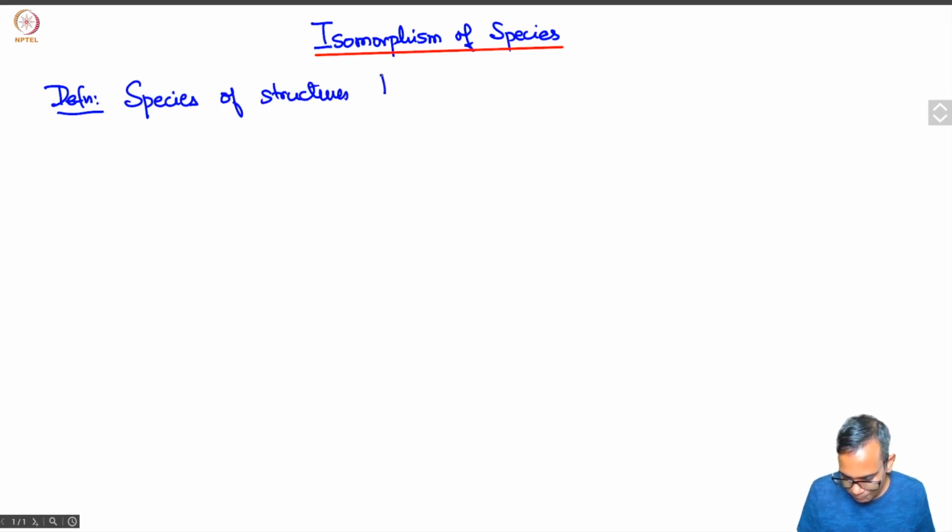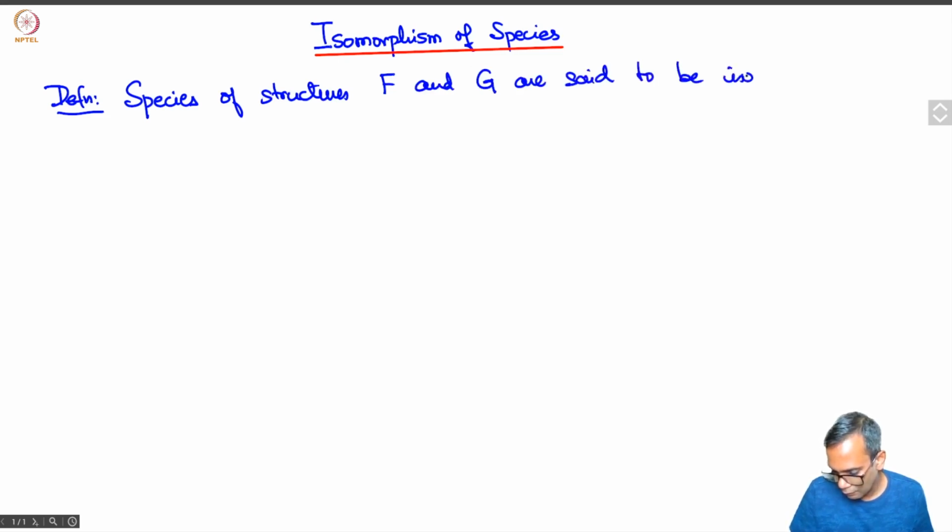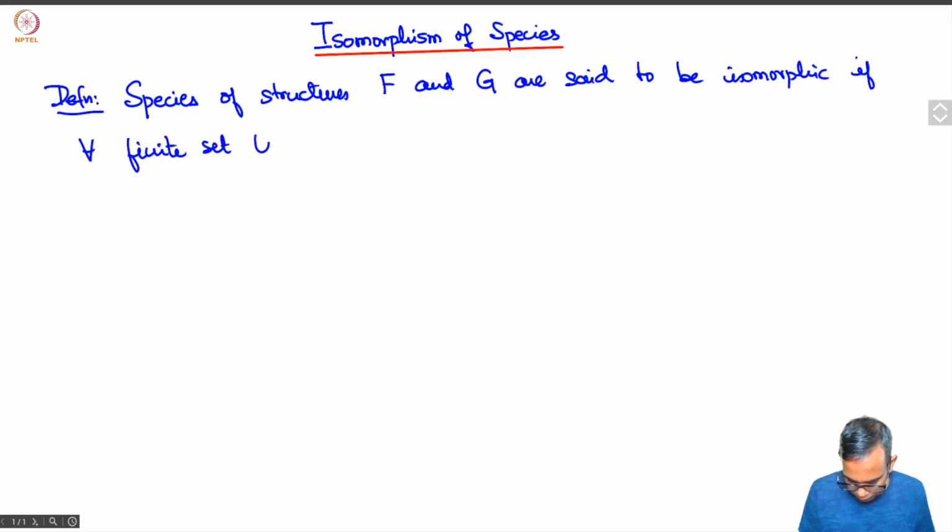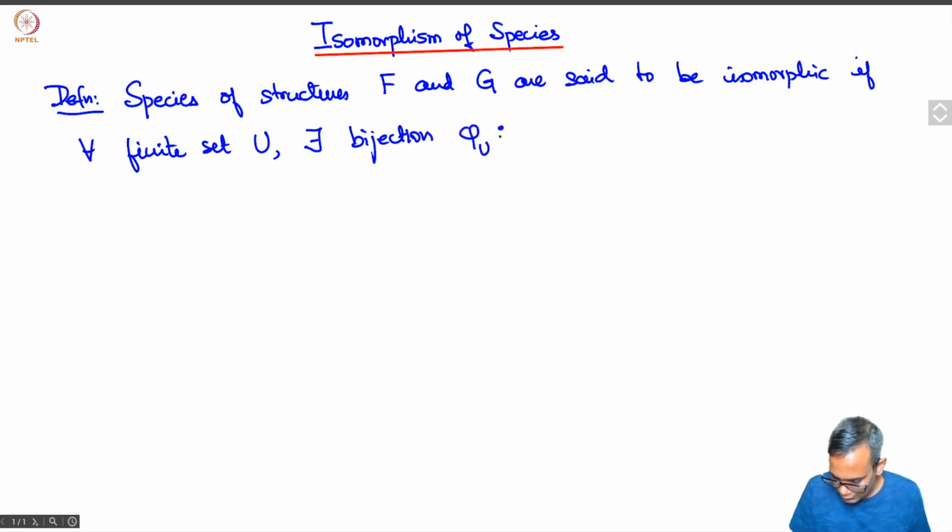F and G are said to be isomorphic if for every finite set U, there exists a bijection phi. The bijection depends on U, so I'll call it phi sub U, from F of U onto G of U. And this bijection needs to respect transport of structure.